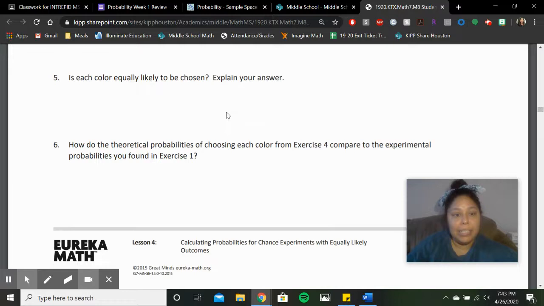So I want you guys to think about, is each color equally likely to be chosen? Yes, because there are 10 blue, 10 red, 10 green, 10 yellow.